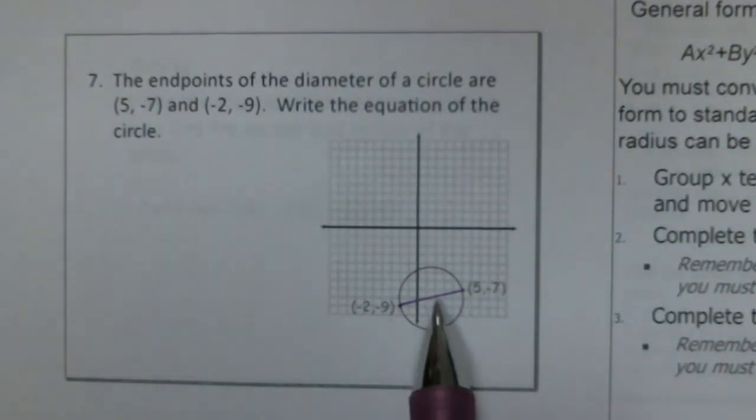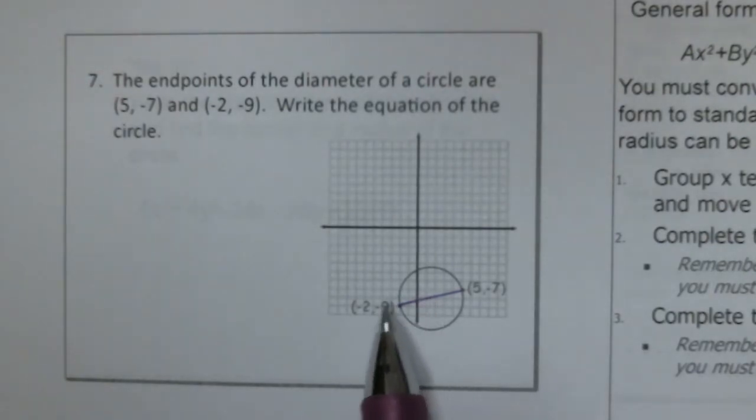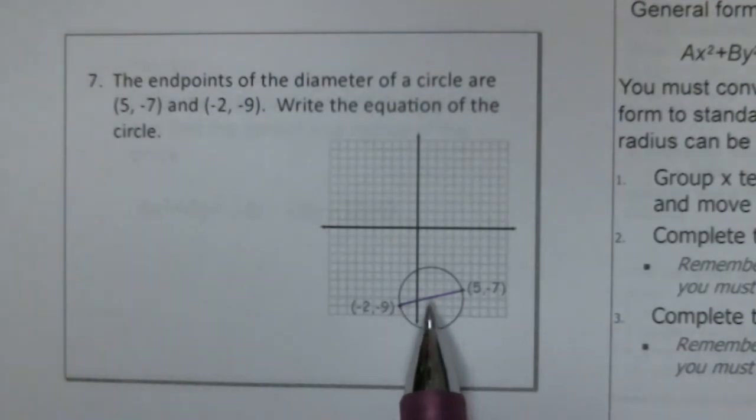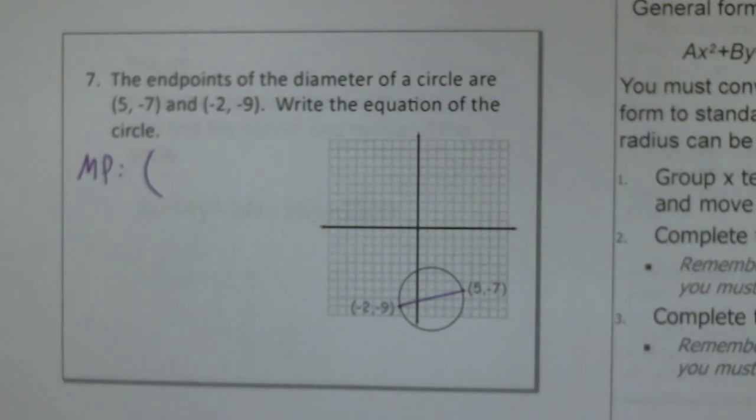To find the center of this circle, which equation do you think I can use? Distance formula won't help me find the center. But if you remember from our warm-up, we did the midpoint. If I find the midpoint between these two coordinate points, that will be the center of my circle. Midpoint is just the average of my x's and the average of my y's. You add the x's, divide by 2. You add the y's and divide by 2.